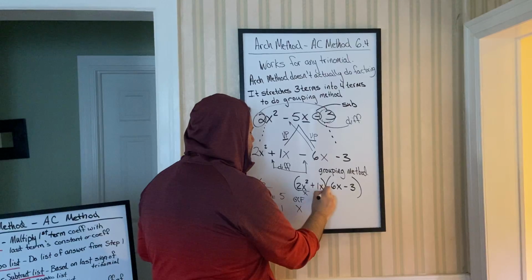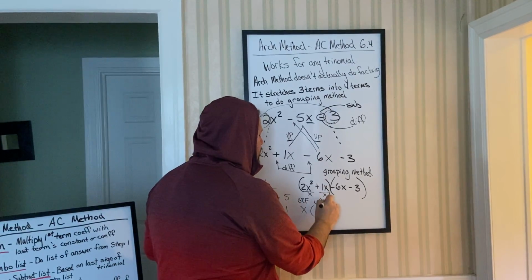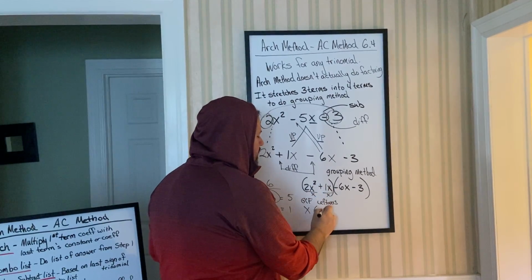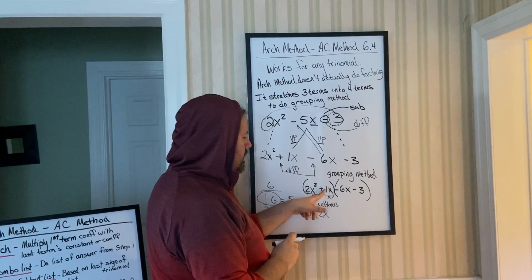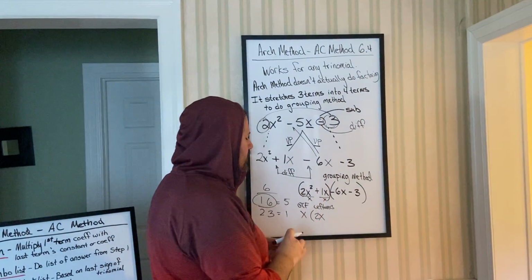So if I take x out of each term, remember that gives me my leftovers. For my leftovers in the first term, 2x squared divided by x is 2x. And then here, 1x divided by x, you know when there's a tie, they cancel out, but I'm left with plus 1.